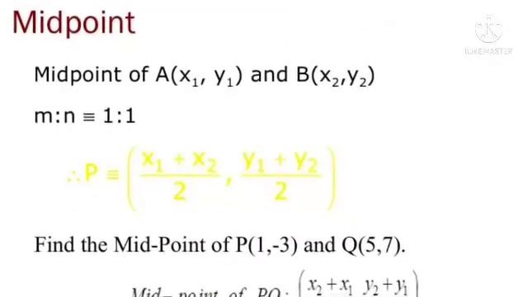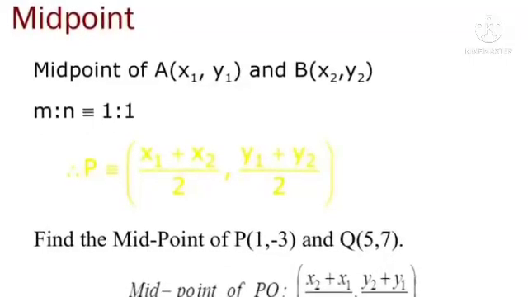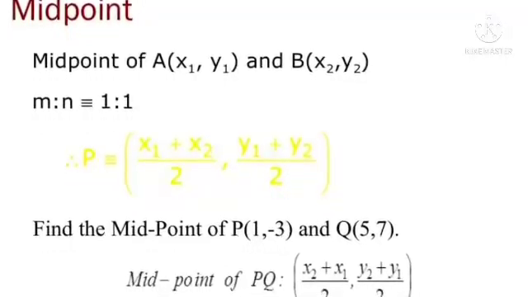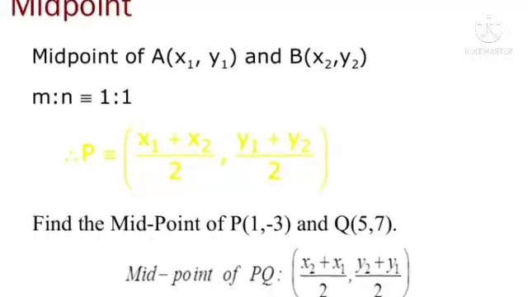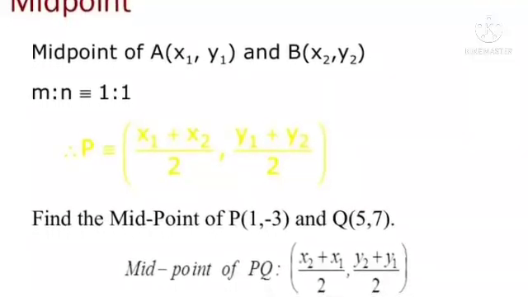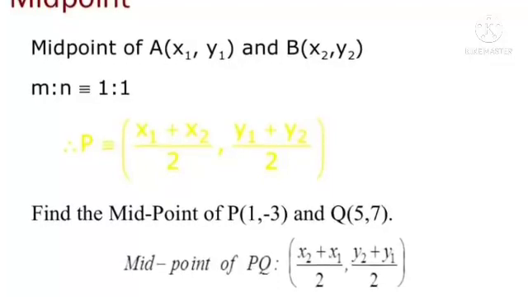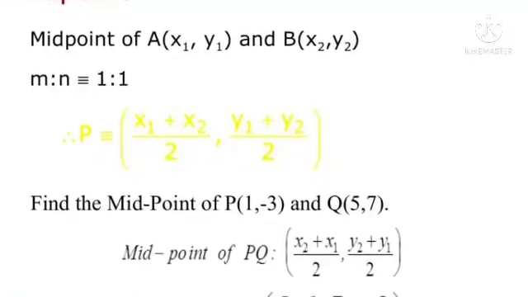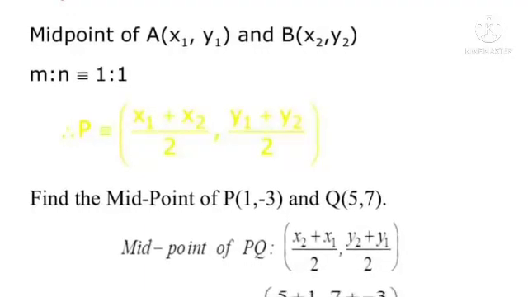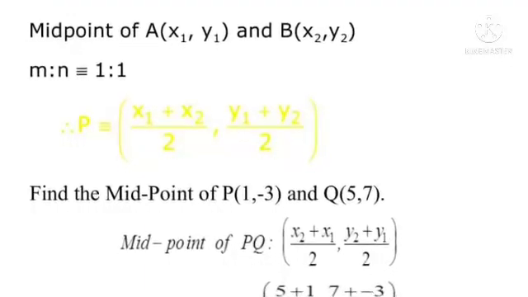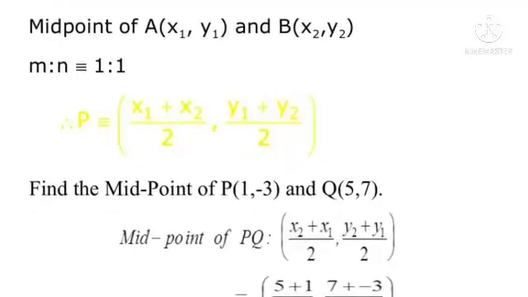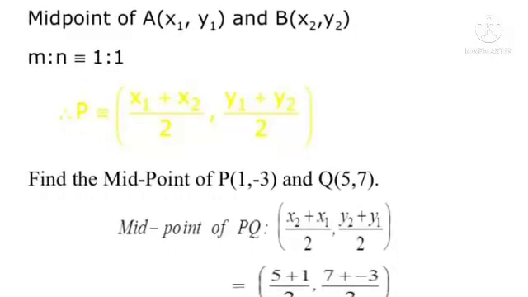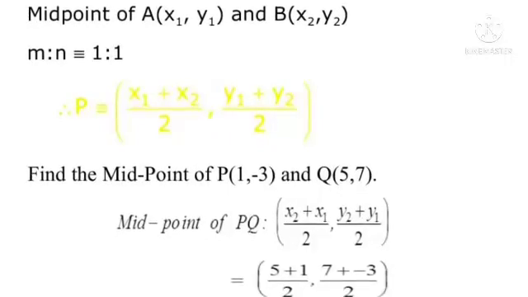Midpoint. Midpoint of A (x1, y1) and B (x2, y2). Here m is to n is equal to 1:1. Therefore P is equal to ((x1 plus x2) upon 2, (y1 plus y2) upon 2). Find the midpoint of P (1, minus 3) and Q (5, 7).